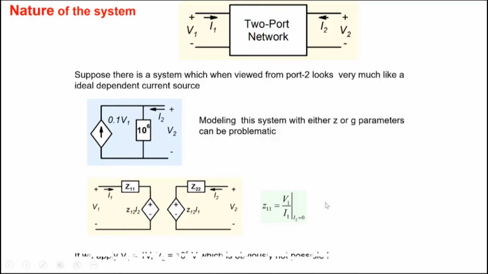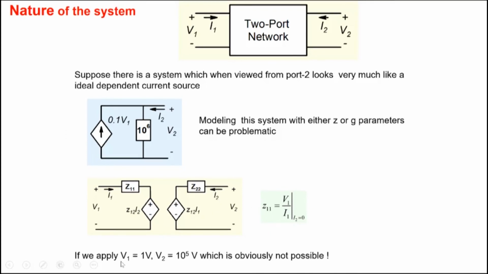Now with I2 equal to 0, what you will be doing is applying some voltage at the input, let's say 1 volt, you'll open circuit the output here, and you'll measure the current here, and you'll take the ratio V1 by I1. It will give you Z11, right? And similarly the other parameters here, okay? Because you made I2 equal to 0 here.